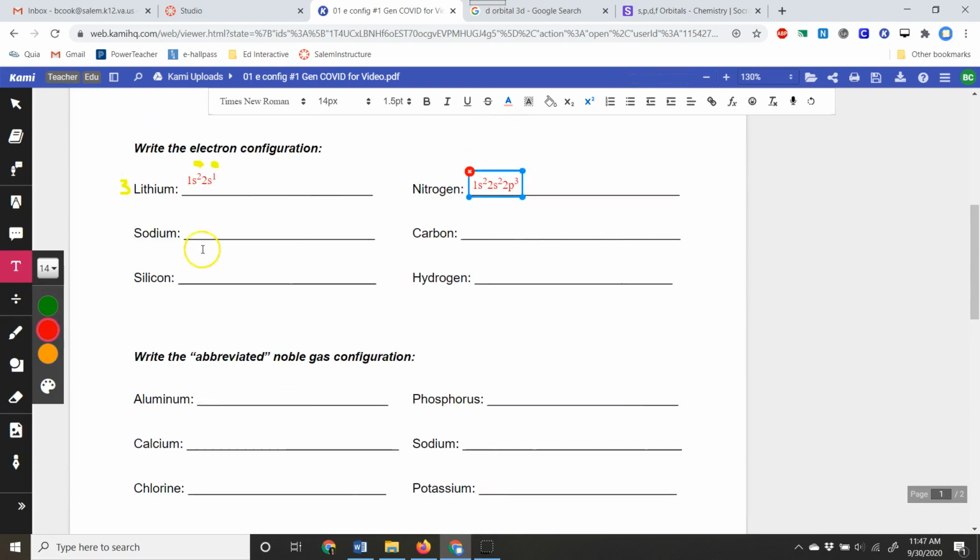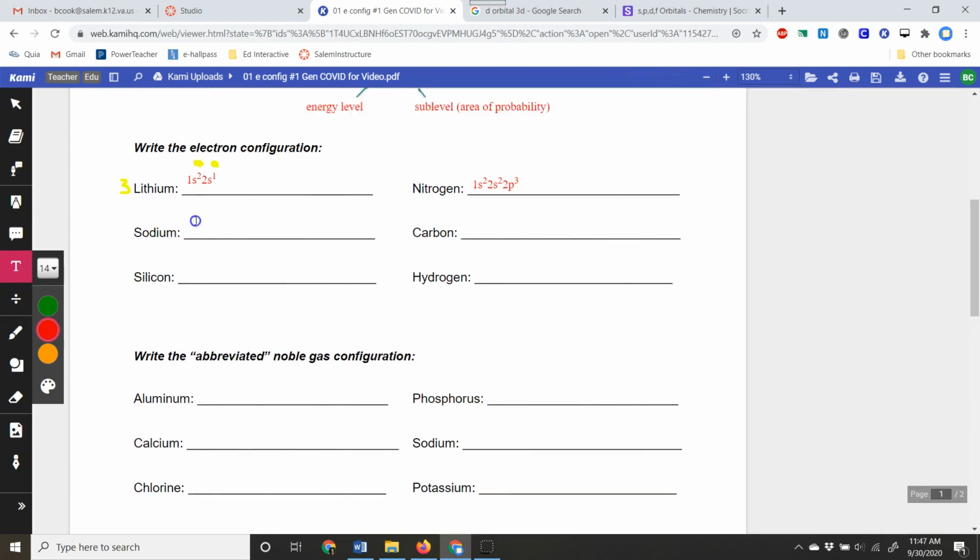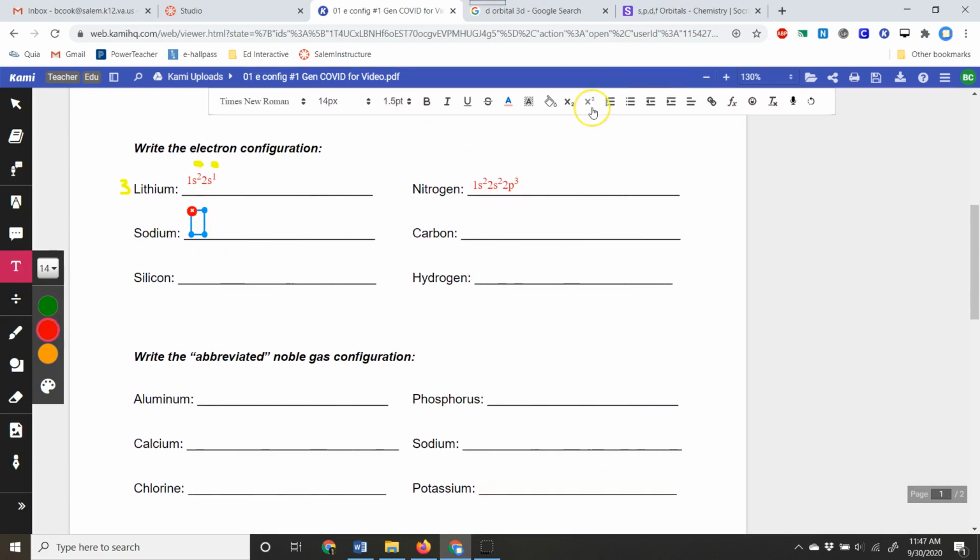So let's go ahead and write that in our answer table. So 1s2, 2s2, 2p6, and then 3s1. All right, let's do another one.